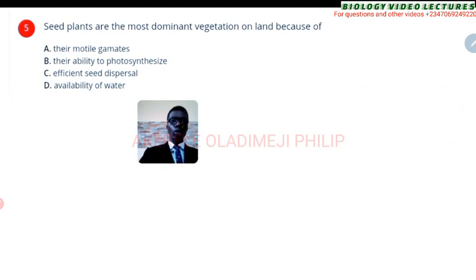Seed plants are the most dominant vegetation on land. Why? Because they have gametes that are not dependent on water. Oh, let me take this again. Seed plants are the most dominant vegetation on land because they have efficient seed dispersal. Yes, their seeds can be spread by animals, by water, even sometimes by wind. So that helps to spread them around. So, efficient seed dispersal, unlike other plants that don't have enough ways to spread their seeds around. All right.